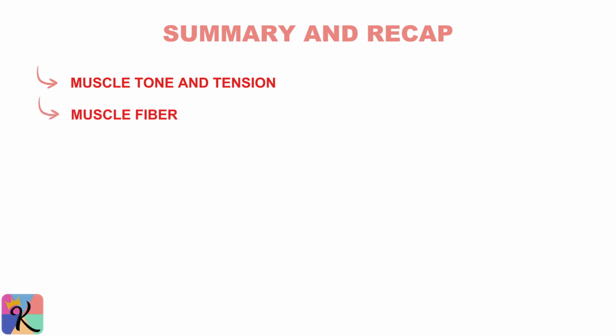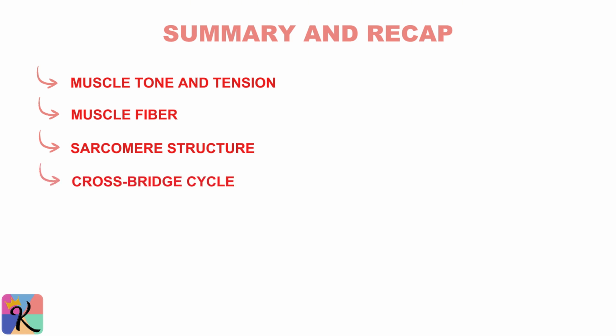Let's recap what we've explored today. First, we learned about muscle tone and tension, how even at rest your muscles maintain a slight contraction to stabilize your joints. We then looked inside a muscle fiber and discovered the sarcomere, the engine of muscle contraction. We explored the sarcomere structure, understanding how the arrangement of actin and myosin filaments is essential for muscle function.